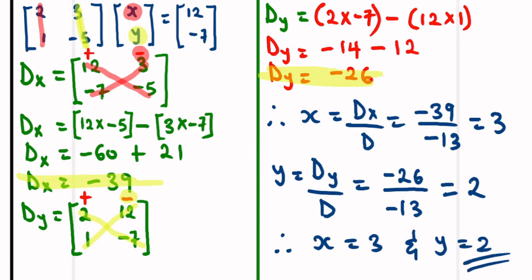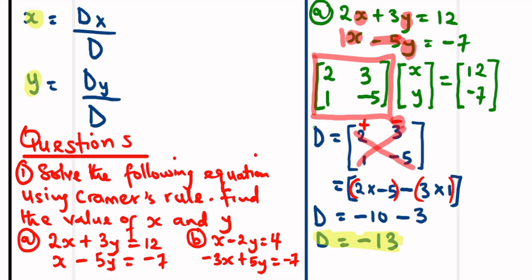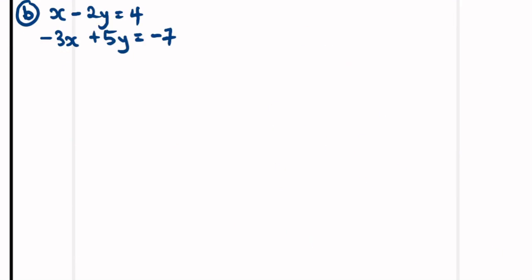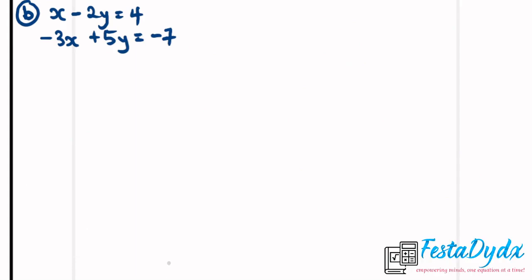Now let's look at what question number 2 asks us to do. So for question number 2, that's the B part. The B part says x minus 2y equal to 4, and then minus 3x plus 5y equals to minus 7. So now let's proceed to solve this question. So the first thing we have to do is to write this in matrix form.